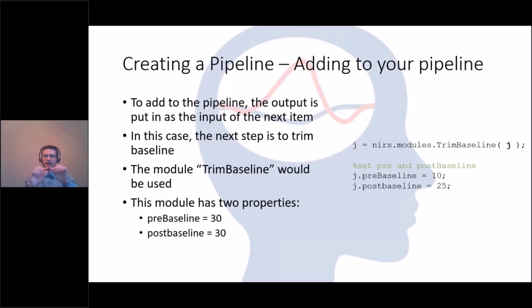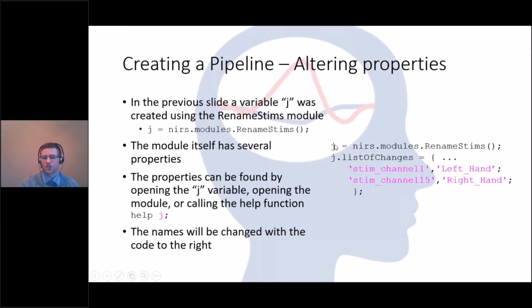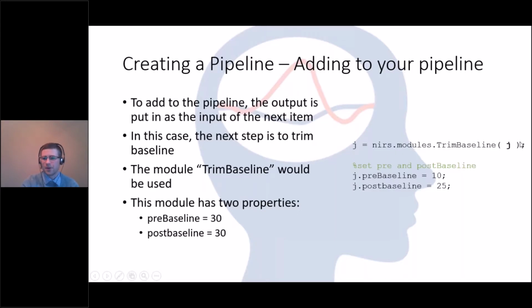Trimming the baseline means essentially I have my full data set, and I want to trim at one end so many seconds and at the other end so many seconds. So I'm going to take the output of this, which again was j, and I'm going to put it in here now. So now I'm putting the output of the first one into the input of the second. I'm calling NIRS, the NIRS folder, the modules subfolder, and trim baseline is the name of the function, and I'm going to resave the output now.